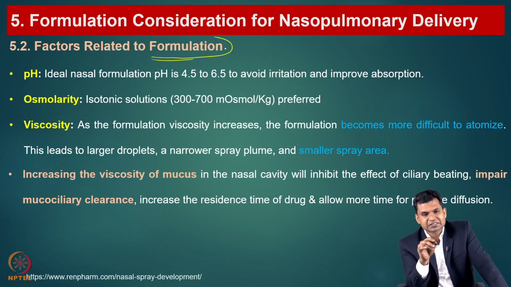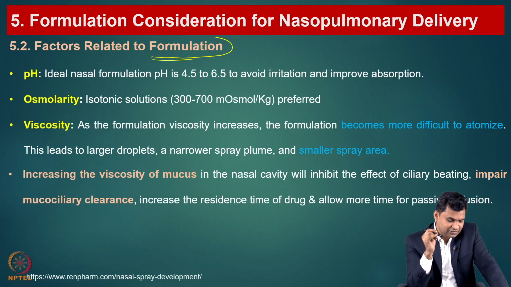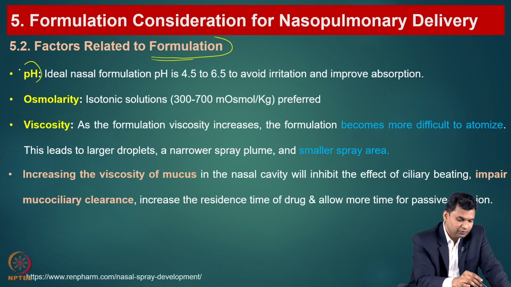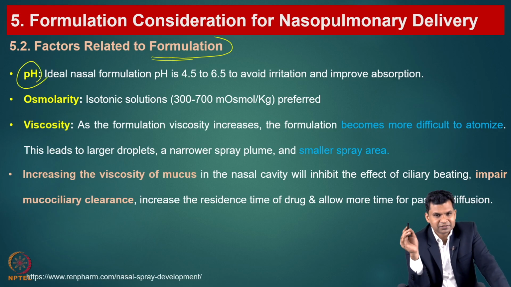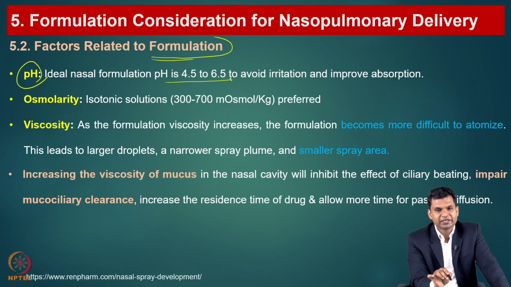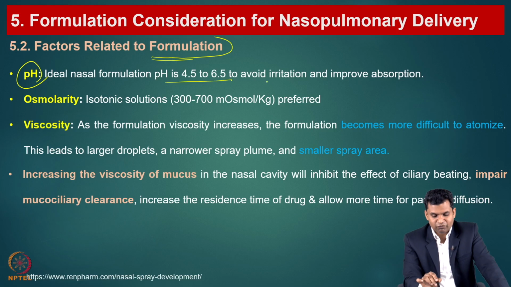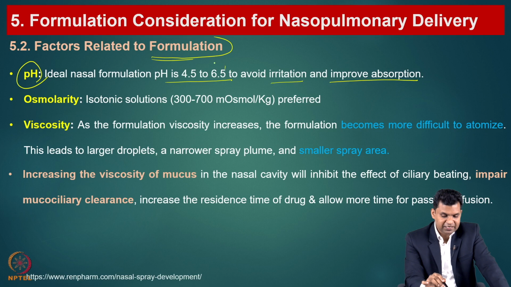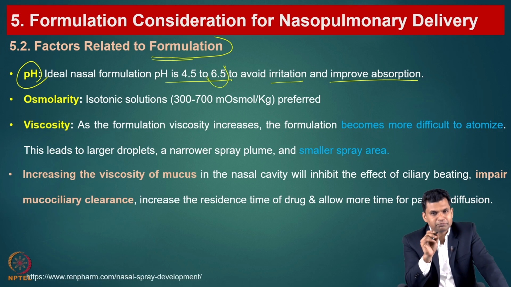So far we have discussed the physicochemical properties of the drug. Now there are the formulation factors which will help for the betterment of the nasopulmonary delivery systems. As we know, pH is a very important parameter. As per the guidelines, your nasal formulation pH should be 4.5 to 6.5 to avoid irritation and improve absorption, and the pH of the nasal secretion is also around 5.5 to 6.5. So, that needs to be maintained in your finished dosage forms.